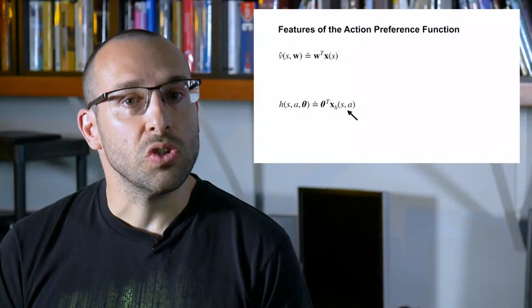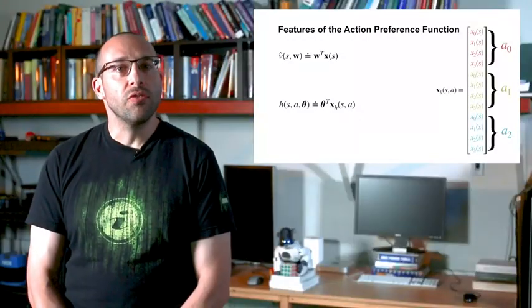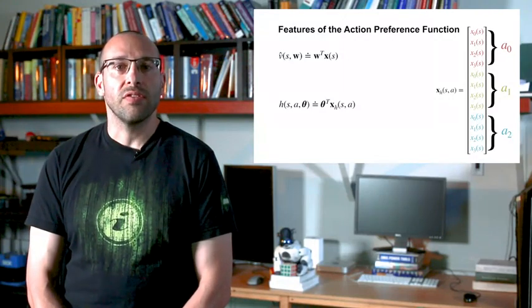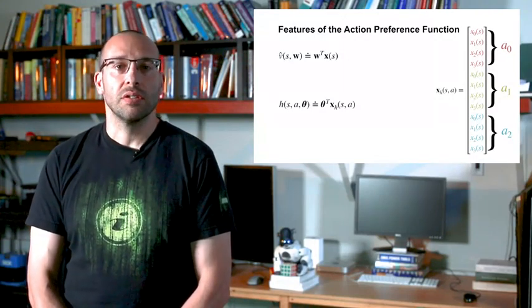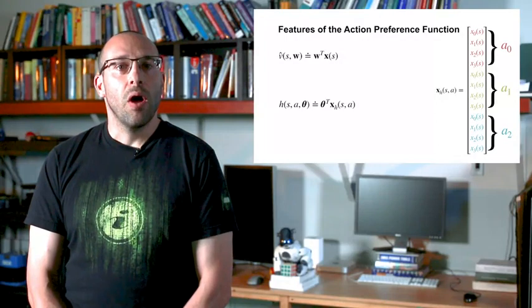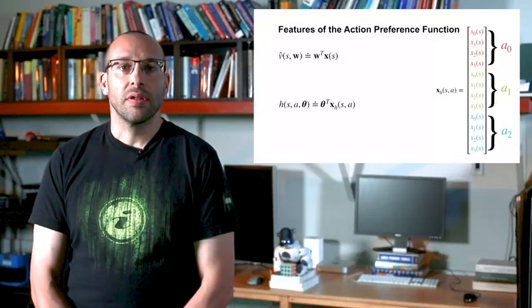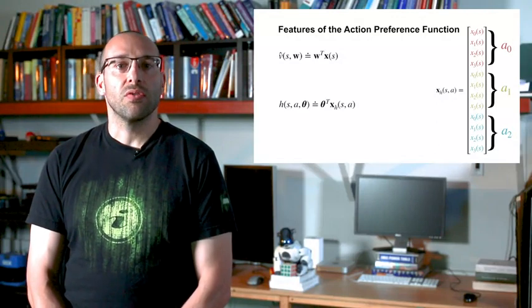We have encountered this issue before. We use the same strategy as before, stacked state features. That is, we use a copy of the state feature vector for each action. The size of the policy parameter vector theta is larger than the weights w used by the critic. Since there are 3 actions, this is 3 times larger.